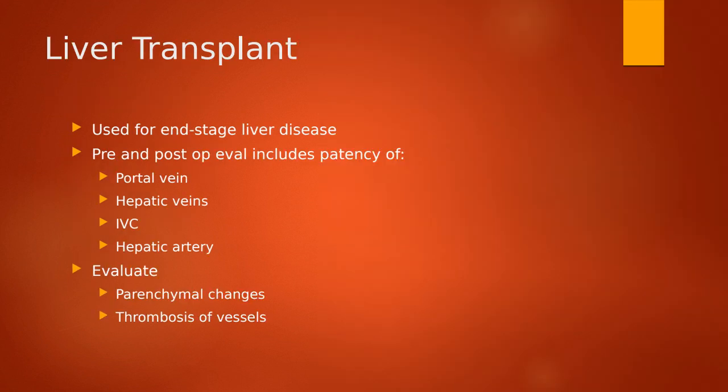And then lastly, liver transplants. These are used for end-stage liver disease. We are doing a pre and post-op evaluation using ultrasound to evaluate the patency of the portal veins, hepatic veins, IVC, hepatic arteries, so pretty much all of the standard vessels that we're doing for an abdomen with Doppler anyway. We're also evaluating that liver tissue, making sure that we're not seeing any crazy parenchymal changes. We don't want to see a super hyperechoic liver or a super hypoechoic liver with a liver transplant. And we're looking for those vessels, seeing if there's any thrombus in them as well.